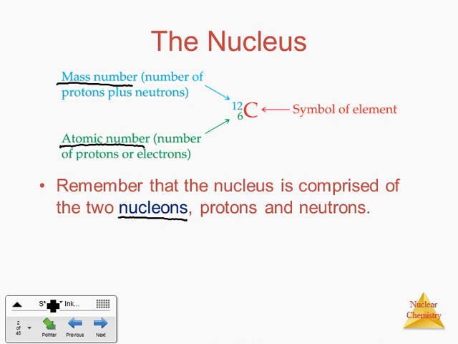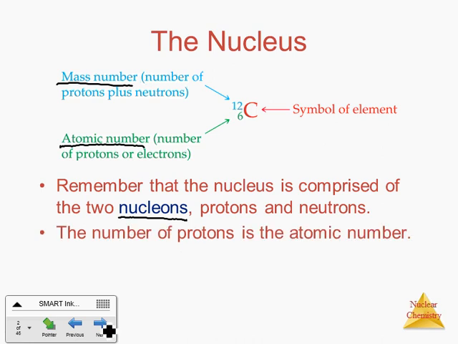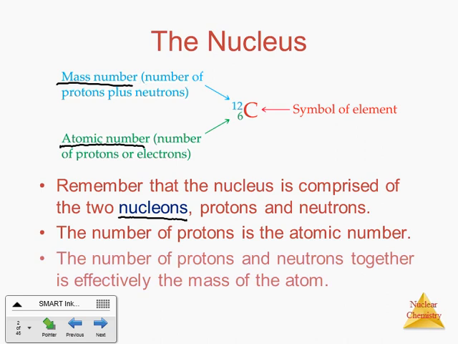Just some terminology here. Nucleons, that's just a fancy term for all of the subatomic particles in the nucleus, which is basically the protons and the neutrons. Number of protons is the atomic number. We already talked about that. Protons and neutrons together is basically the mass of the atom. The electron is so relatively small that we don't really even worry about that.